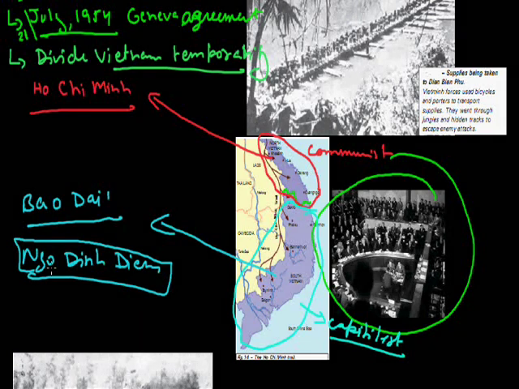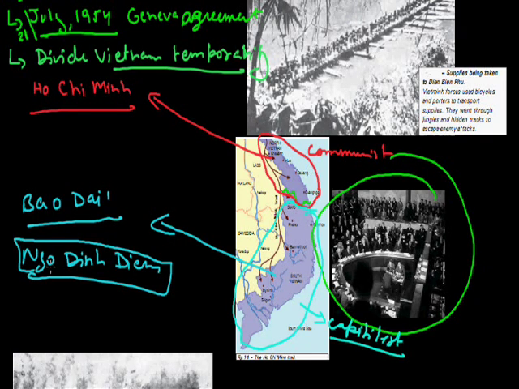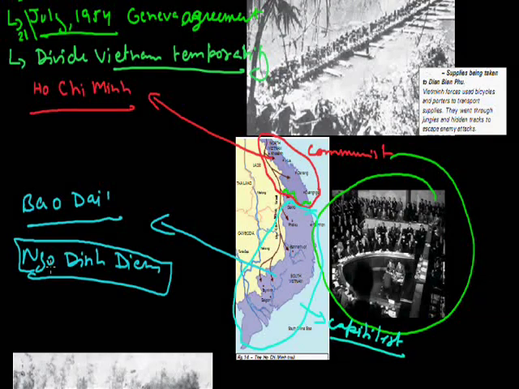So this is how we see the decision on Vietnam was taken in an agreement at Geneva. Now let's come to the re-entry of the USA in the war. In this war of Vietnam, we see the involvement of USA.